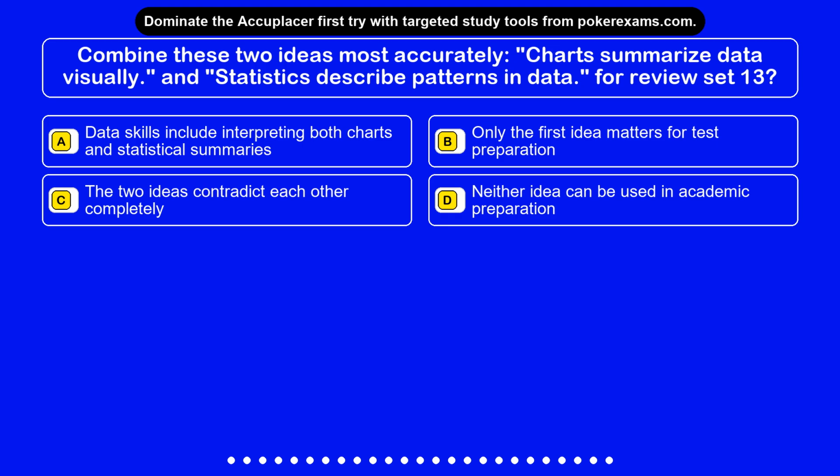Option B. Only the first idea matters for test preparation. Option C. The two ideas contradict each other completely. Option D. Neither idea can be used in academic preparation.